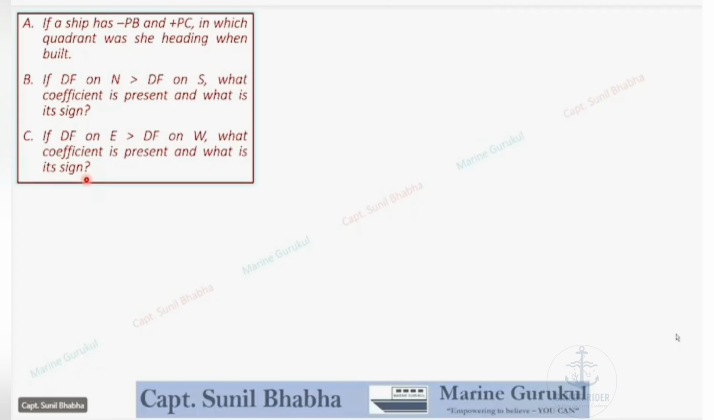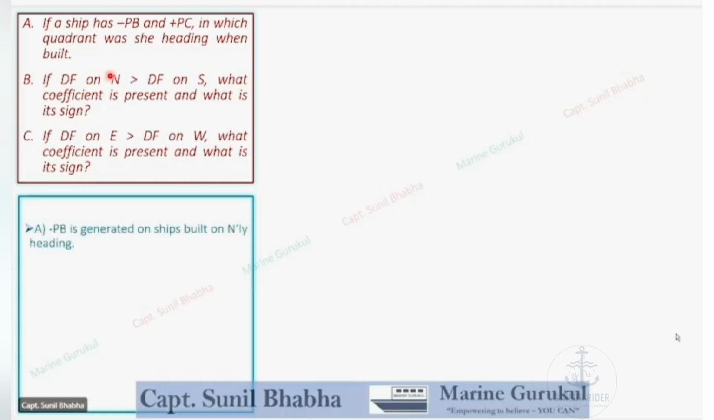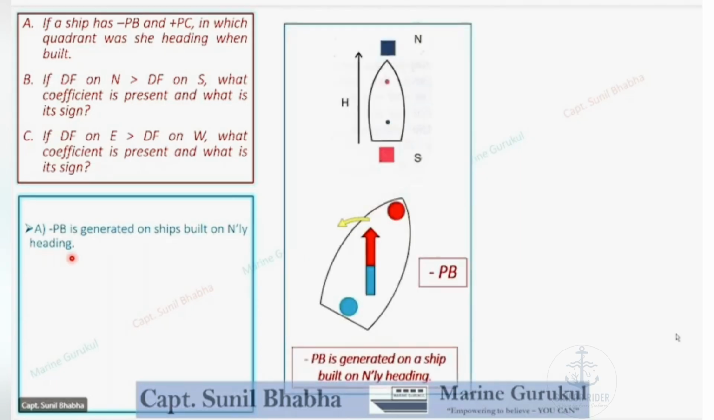So let us try to analyze and understand this question part by part. We go into the first part. If a ship has minus PB, negative PB. Now we just saw that a negative PB is generated on ships which are built on northerly headings. Let me again show you the diagram. You can see we have a ship which is built on a northerly heading. It has a red bow. If you take the ship on a northeasterly heading, this red bow repels the red end of the compass needle, generating a westerly deviation, which gives rise to minus PB.